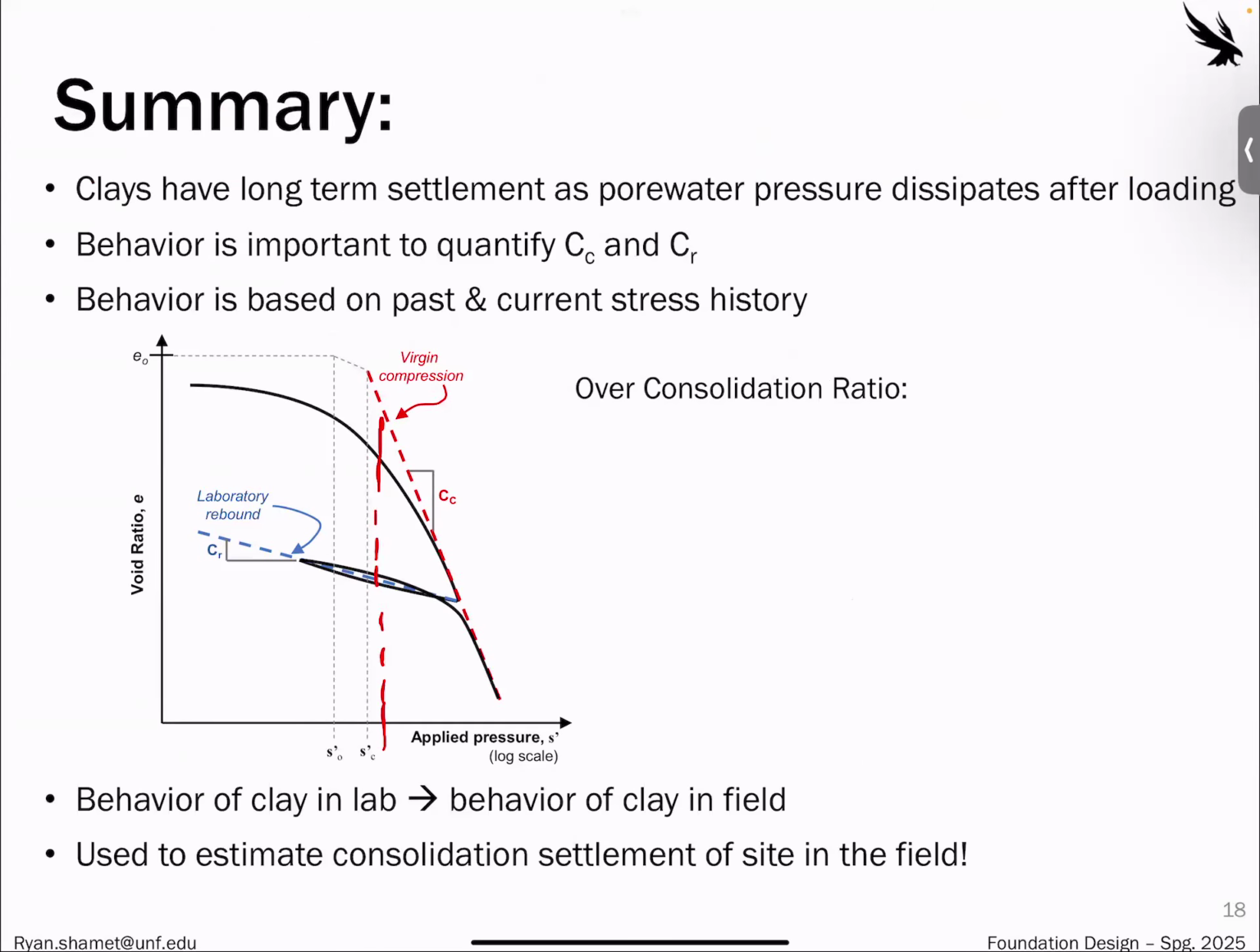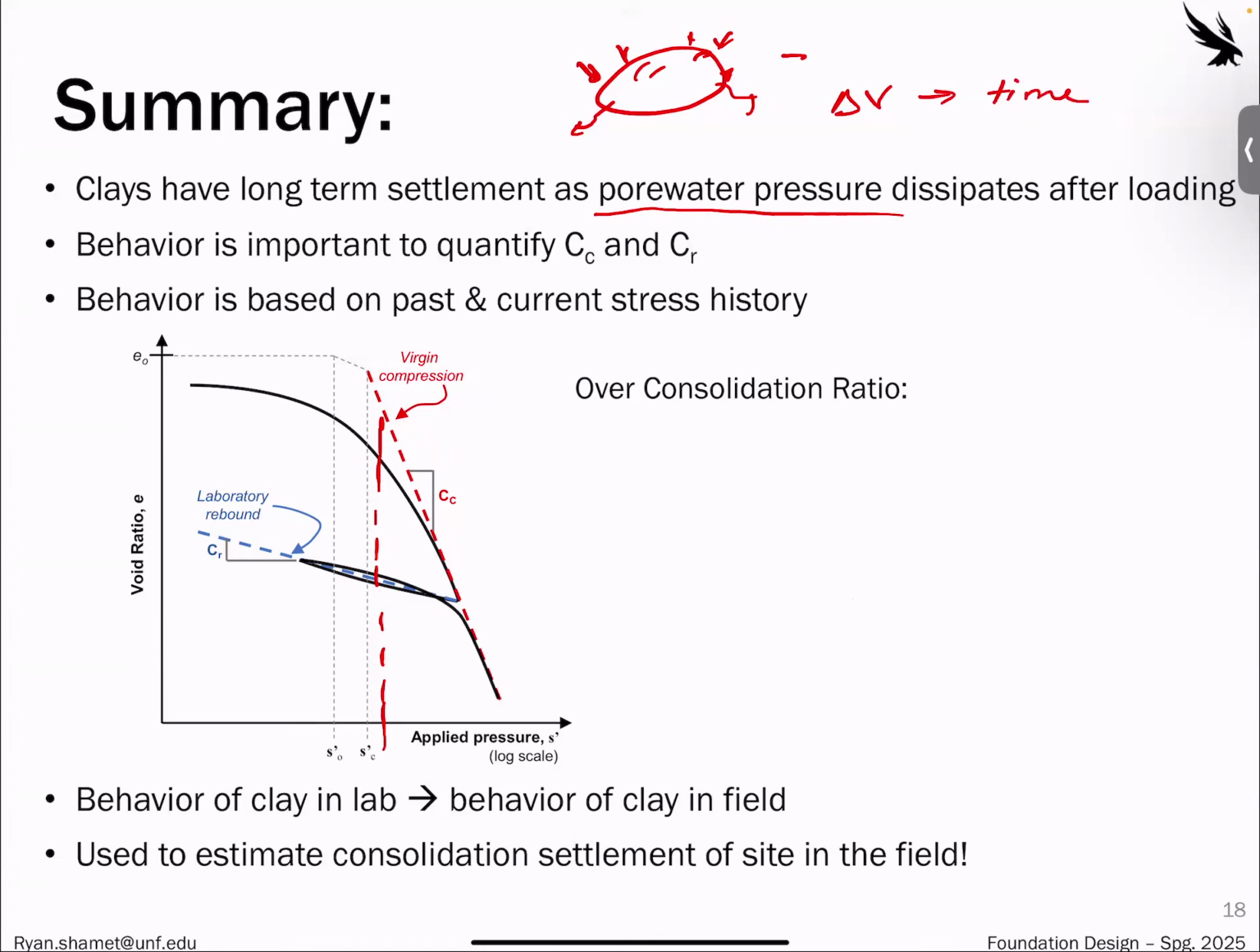Okay, so we're going to stop with this last slide. I'll get into the settlement in next class. So just as a summary, just to recap stuff, on Thursday, we'll finish it up. But clays have long-term settlement because the pore water pressure dissipates after loading. So it's a little balloon. If we put pressure on the balloon, it looks like a piece of bread, but whatever. And it's going to slowly leak out. The water's slowly going to leak out, and we're slowly going to have a change in volume. So this is change in volume over time, over a long time.